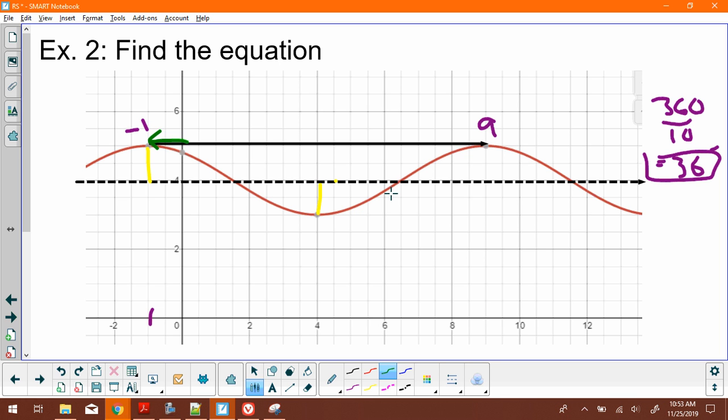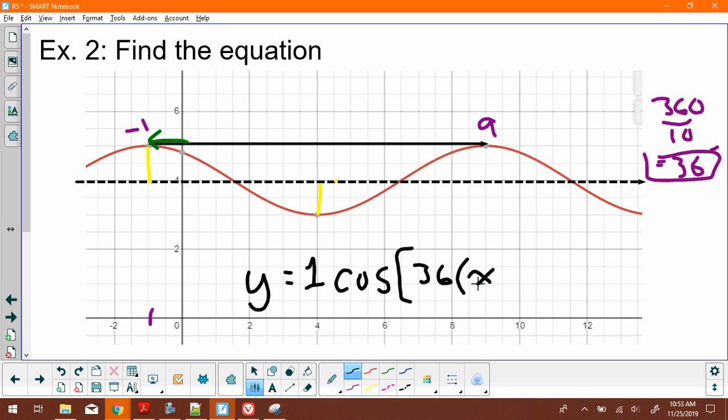Okay, so let's put all that together into our equation now. So our equation is y equals, my amplitude is 1. I'm going to write it there even though I don't really need to. It's 1. We chose cosine. Period was 10, so the value of b that gives me that period is 36. We have a phase shift of 1 to the left, so x plus 1. And the center line is at 4, so it's plus 4. And there's the equation that models the relationship.